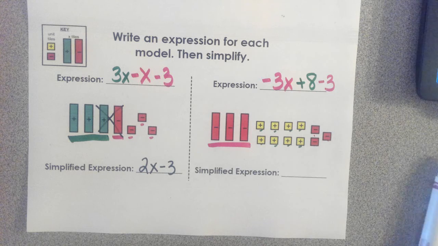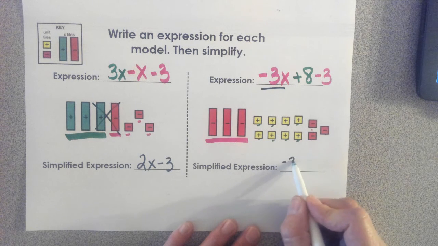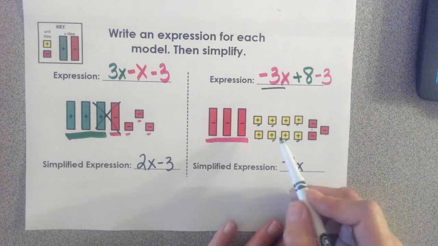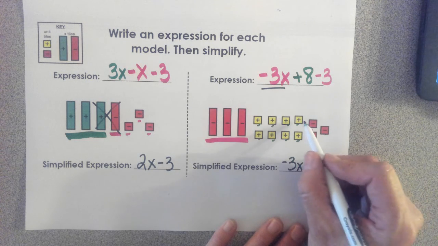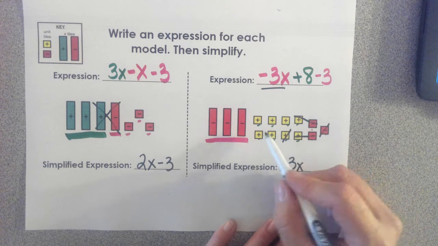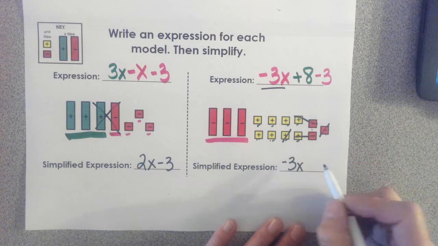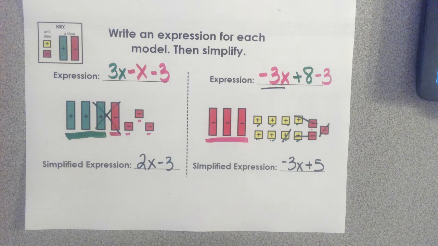So since I don't have any other tiles, my negative 3x's stay the way they are. Negative 3x's. Then I've got the plus 8 and the minus 3. Well, 8 minus 3 would be 5. See, they cancel. 1, 2, and this one will cancel this one, leaving 1, 2, 3, 4, 5. And they're positive, so plus 5. Answer here, negative 3x plus 5.